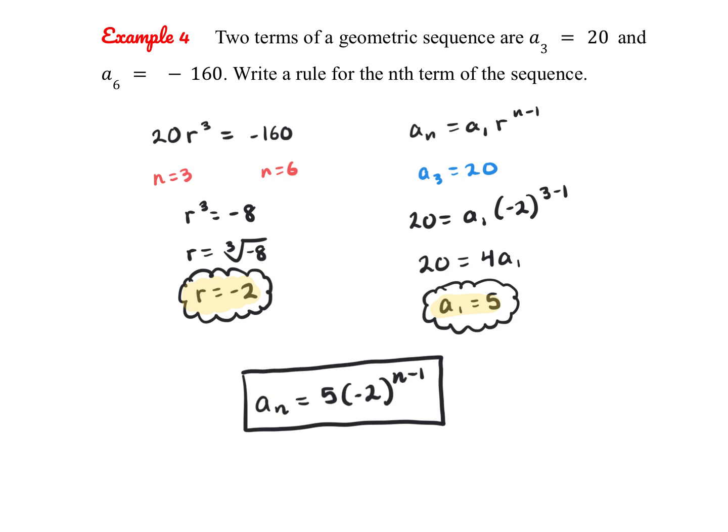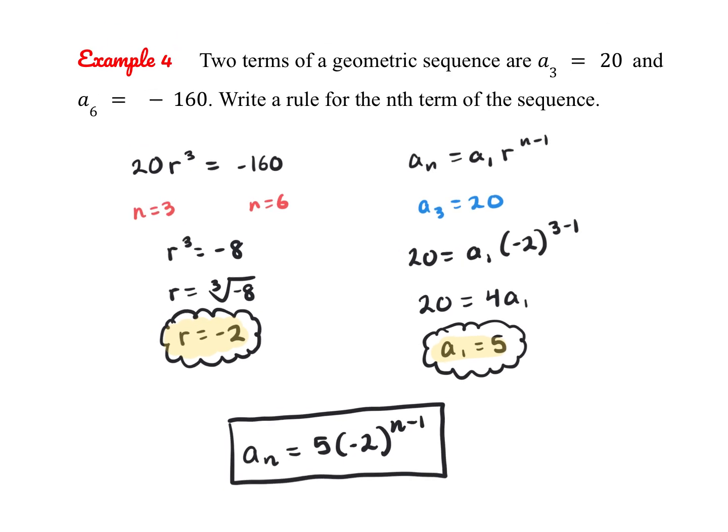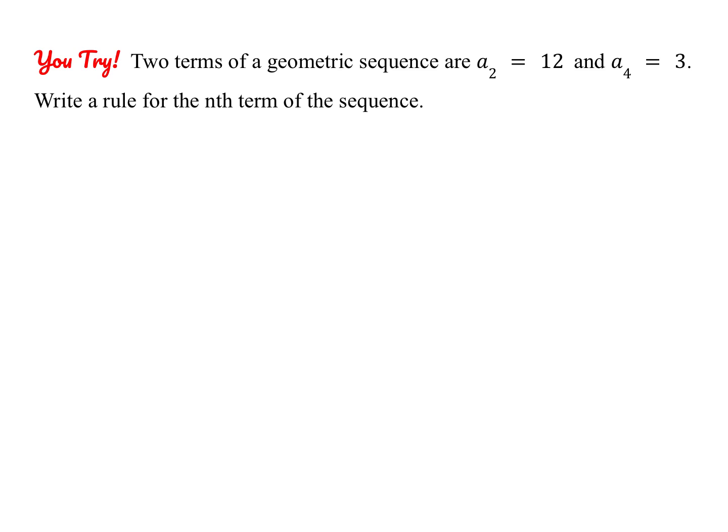So again, you can either find the missing values r and a sub 1 by creating a system of equations like we did in the last example, or you can use logic to help you find your r value. You have to say, well, how many times do I have to multiply by r to get between the two terms? And then once you have your r value, you can use that to help you solve for a sub 1. All right, go ahead and pause the video and give this one a try on your own, and you could use either method.